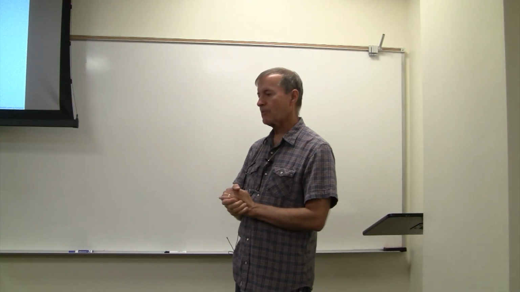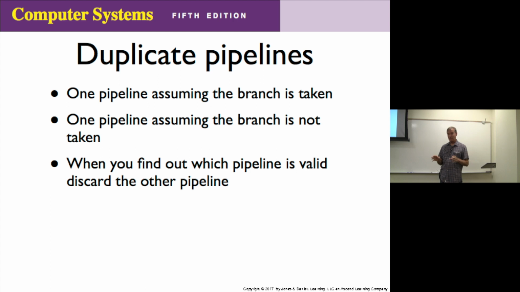Okay, now what are some other ways we can increase performance? Well, this is expensive, but what you could do is duplicate your pipelines and have one pipeline executing assuming that the branch is taken, and have another one assuming that it's not, and then once you find out whether it's taken or not, you just throw away the one that did not occur, and you keep this one. That's expensive, but it can be done.